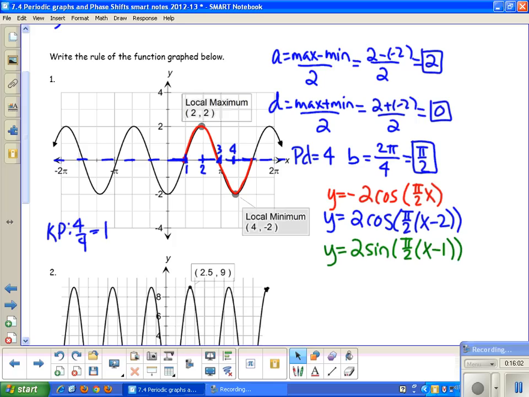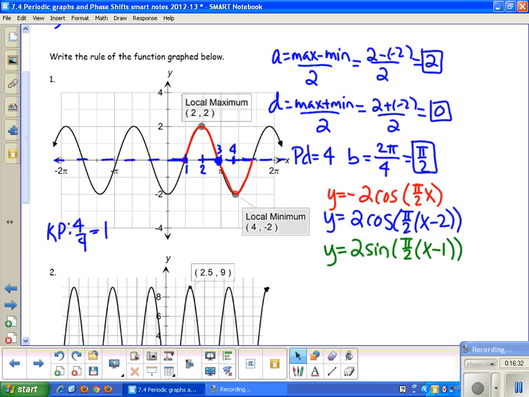Or let's say that I didn't want to use this value here. Let's say that I wanted to use the value at 3 right here. If I use that value at 3, then notice that if I shifted my graph from here to here, my graph would be going down first. So another equation that I could have is y equals -2 times the sine of pi over 2 times x minus 3. So there's a lot of different equations that we can come up with.